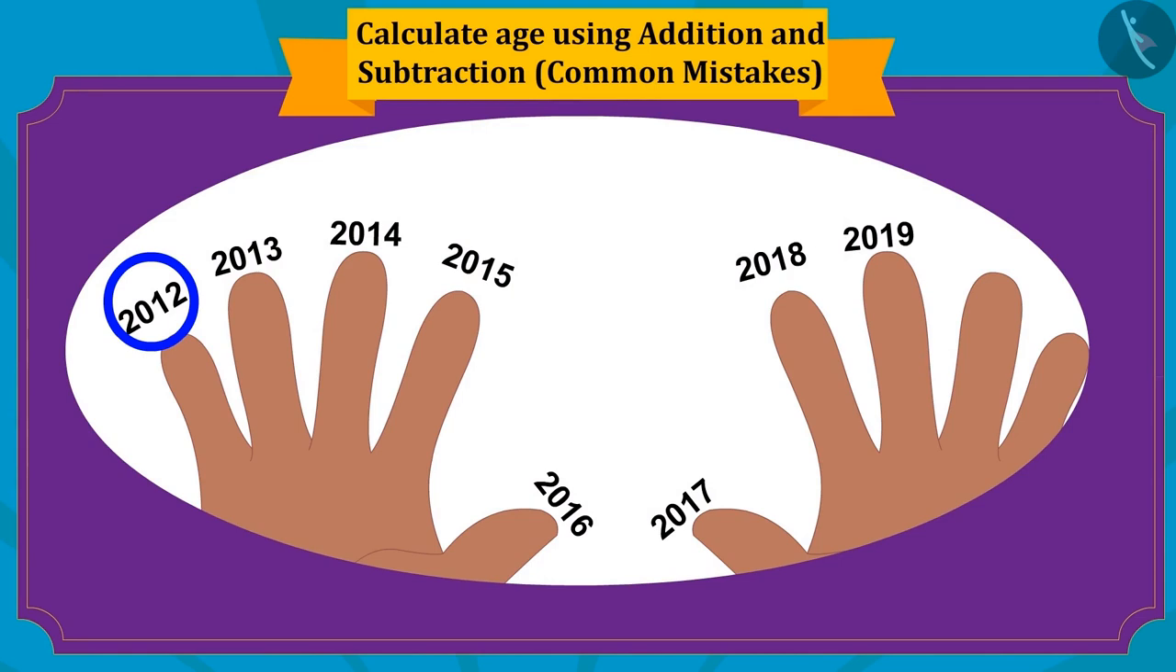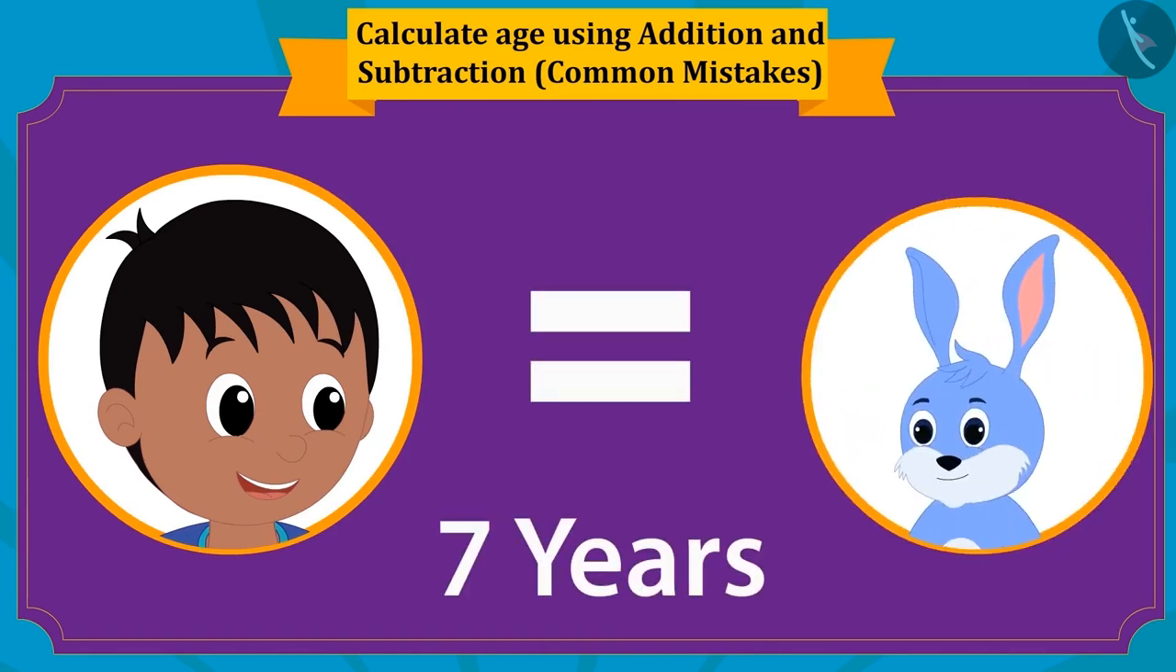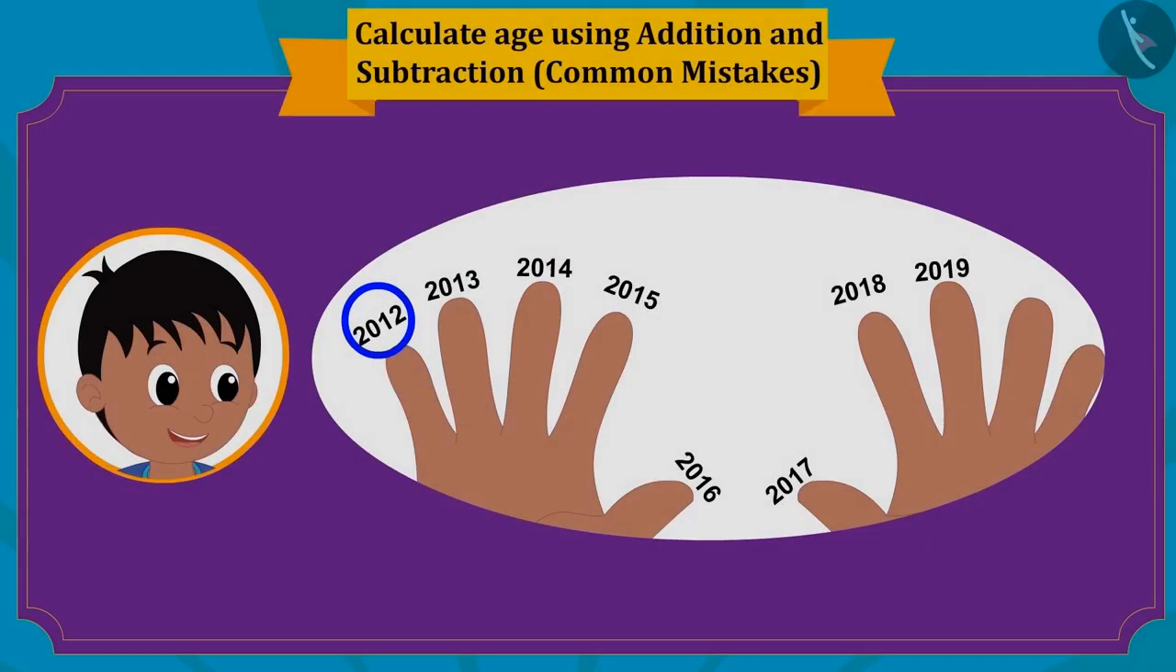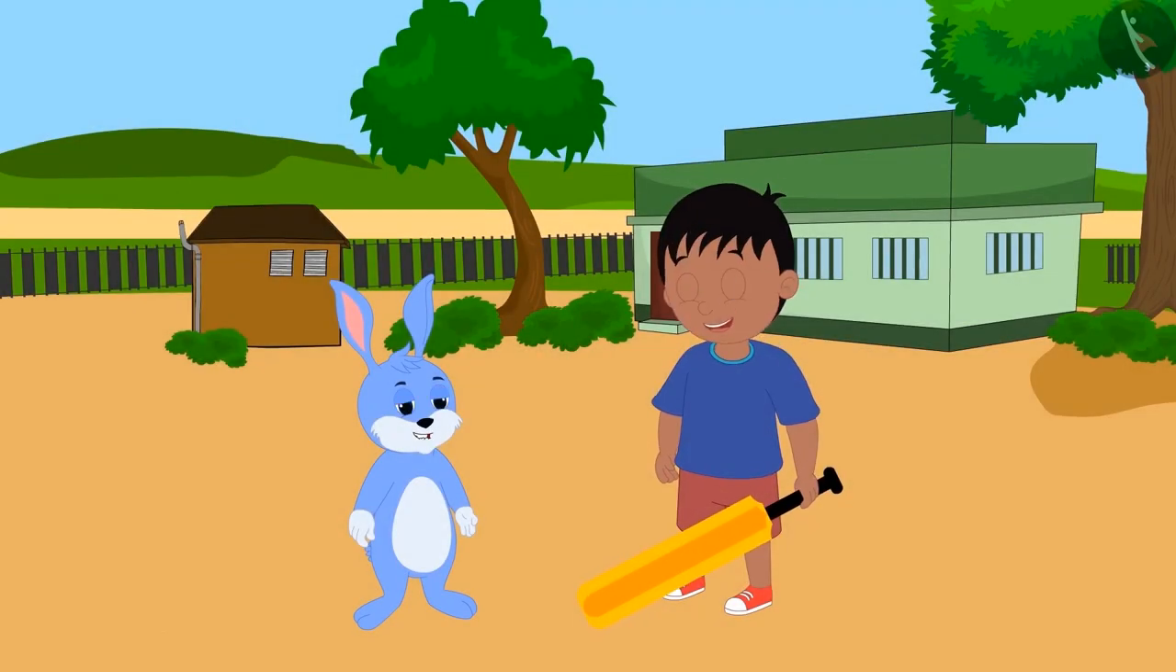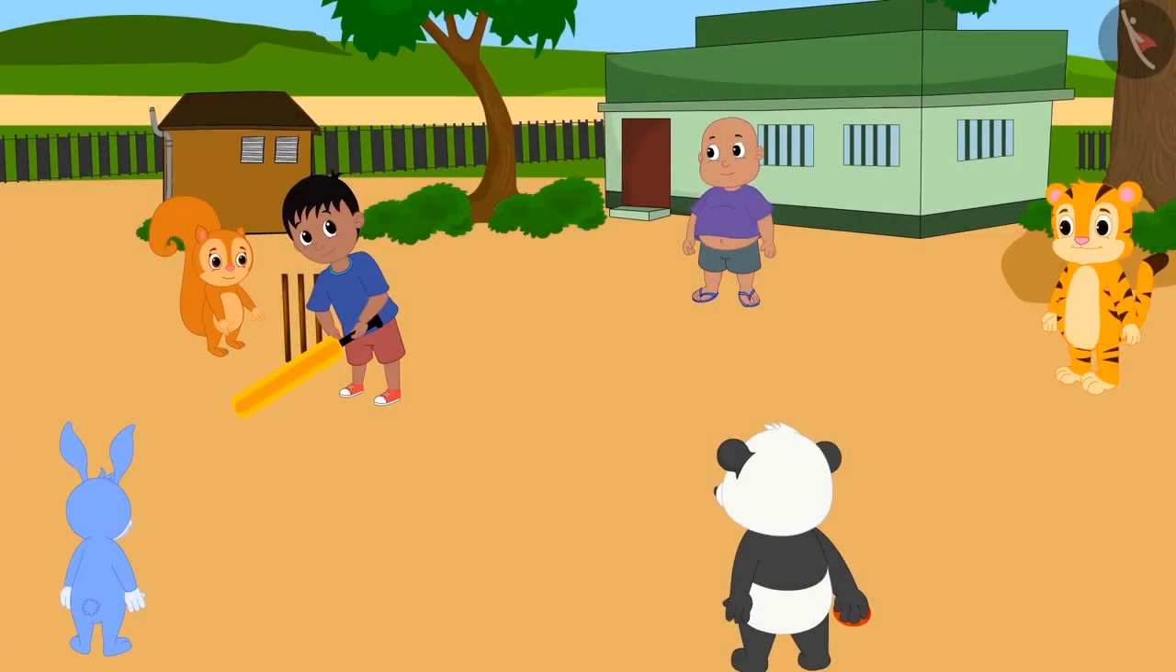The rest of the children also caught Raju's mistake. And it turned out that Raju and Bunny are exactly of same age. Raju understood his mistake. And now, Raju and Bunny decided to play cricket together. And all children started playing cricket together.